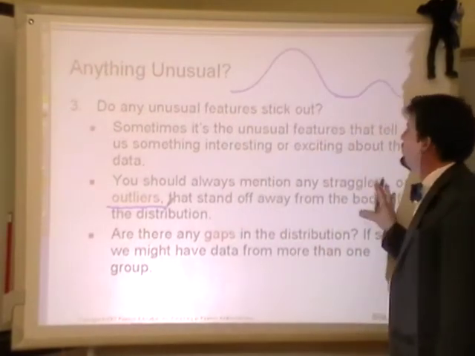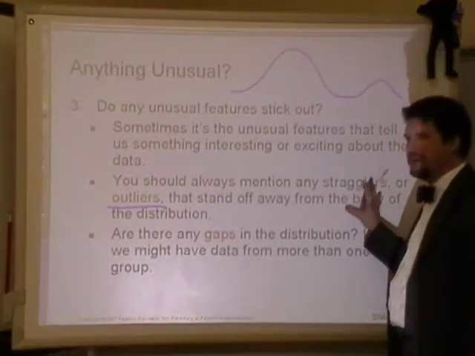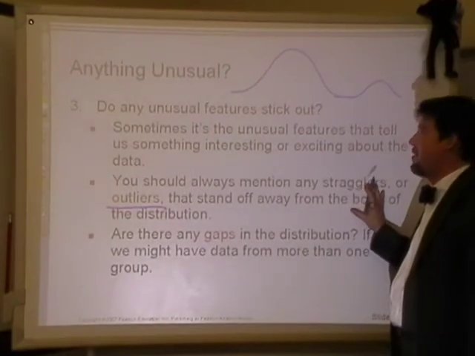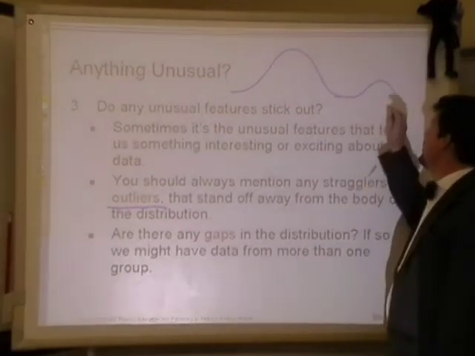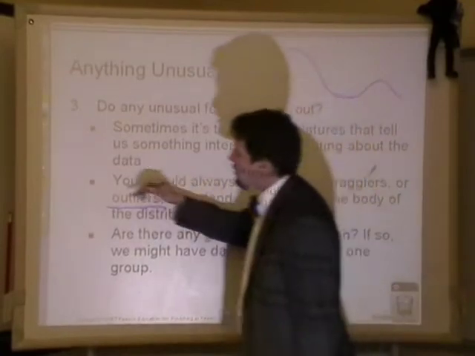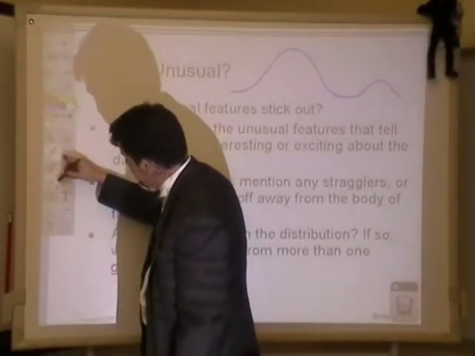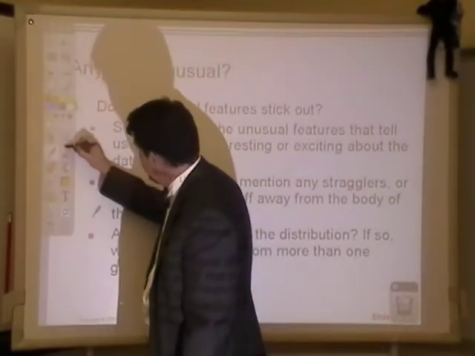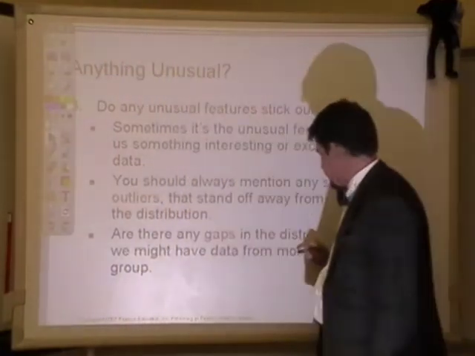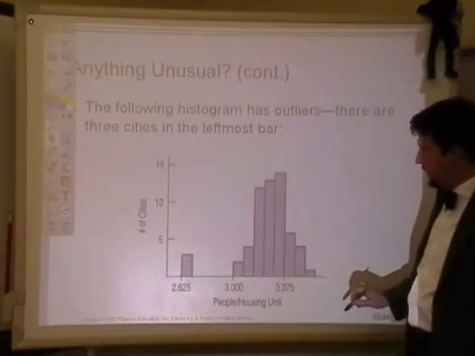In the next chapter, we will determine whether or not something actually is an outlier mathematically. For right now, if it sticks out there, it's an outlier. If it's way off the group, it's an outlier. Okay? Take a look at this graph right here. Here we have an outlier.